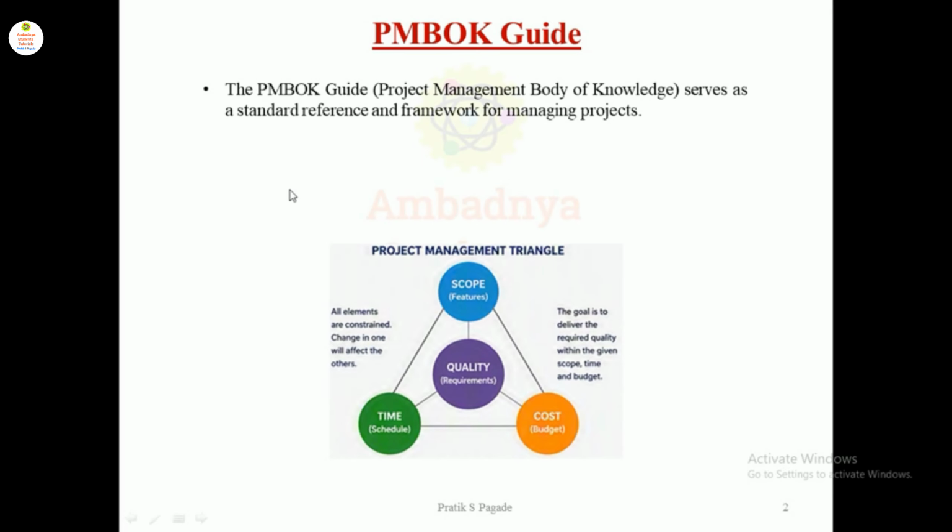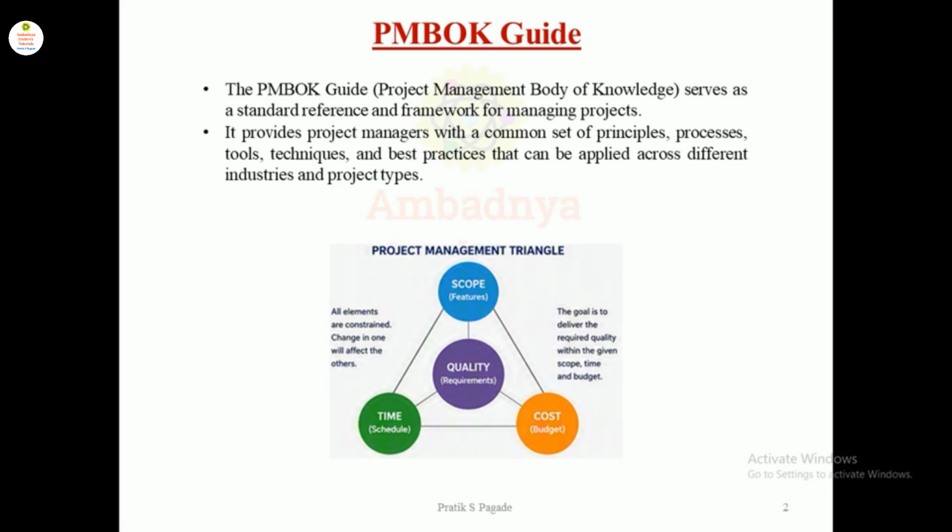So here, see, now the PMBOK guide. PMBOK stands for Project Management Body of Knowledge. So this PMBOK guide serves as a standard reference and a framework for managing projects. You can call it a standard method, or standard references, for managing different projects. It gives us guidance on how we can manage different types of projects. These are the standard guides.